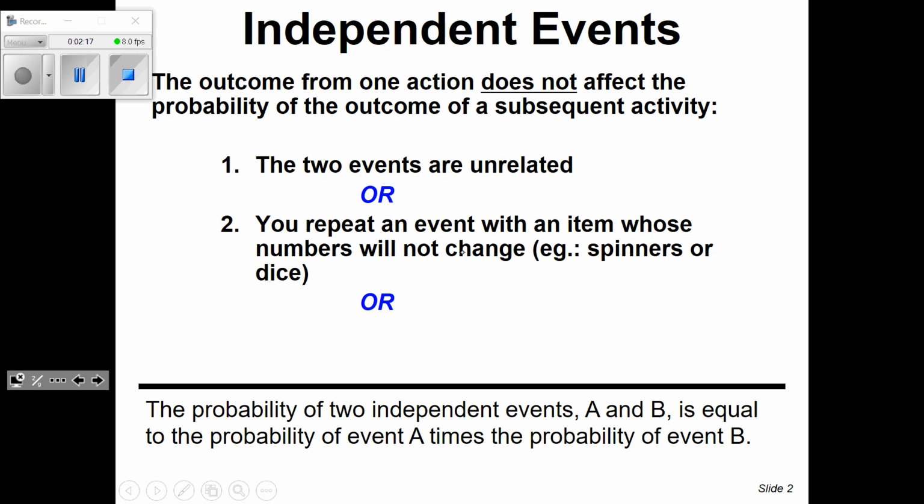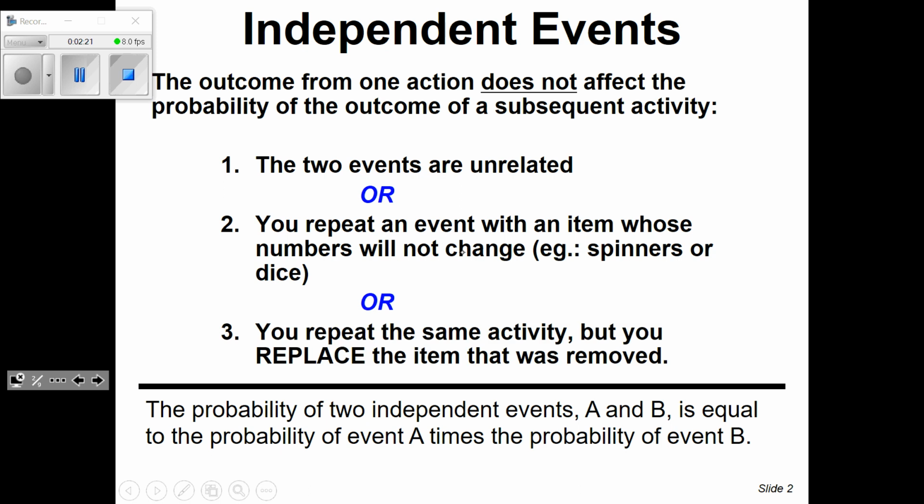The third way that this could happen is if whatever you're doing gets replaced. So maybe there's a bag of candy, and it has a few different colors or flavors of candy on the inside of the bag. Say you pick one, right? But then you put it back, and then the next person picks. Okay, that means that there's still the same total number of candies inside of the bag.